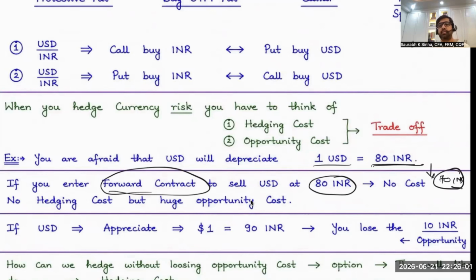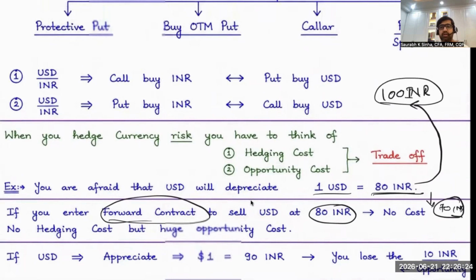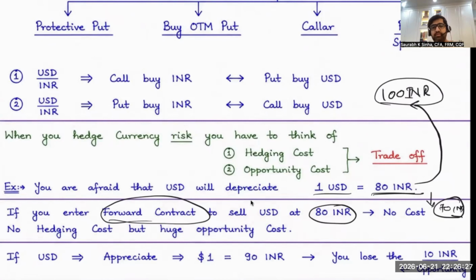The problem is that because you have entered into a forward contract where you have an obligation to sell USD at 80 INR, see what will happen if USD appreciates and goes to 100 INR. Still you have an obligation to sell USD at 80 INR. So what did you lose? You lost the opportunity, the upside possibility, in very simple terms.